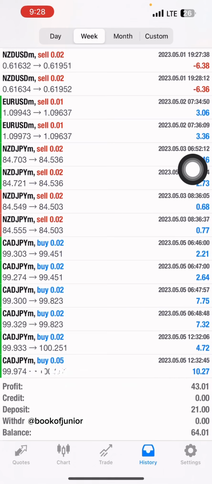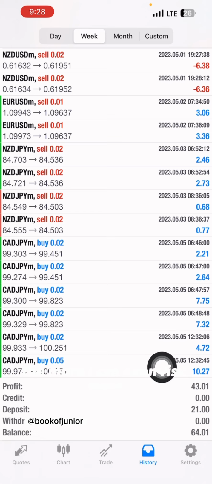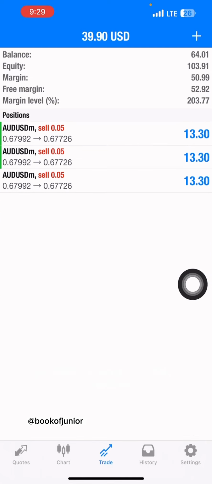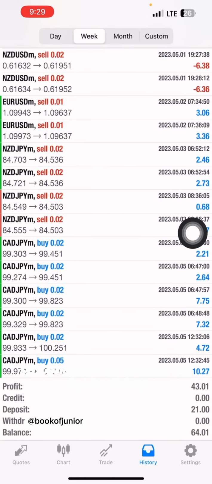You can see, the more I become comfortable, the more I can even risk more. You can see 0.05, but at first it was 0.02 only. So this is how I trade, traders, on how to grow small accounts. So consistency is another key thing. Another thing, you need to have a good strategy, guys.